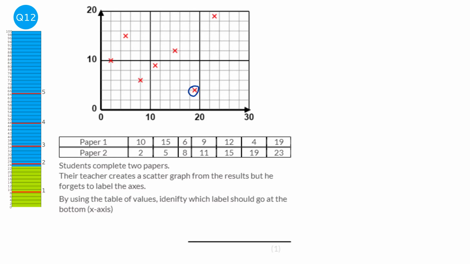Well, it's going up in 2, so it's going to be 4 on this side, and this is kind of 4.5, so that's going to be 19 there. So we know it's 19 at the bottom and 4 at the side here. So we're going to have a look on our table for a 4 and a 19. We've got a 19 and 23 here. It's got to be a 4 and a 19, which is here. And it shows that the 4 is for paper 1 and the 19 is for paper 2. So our answer will just be paper 2.